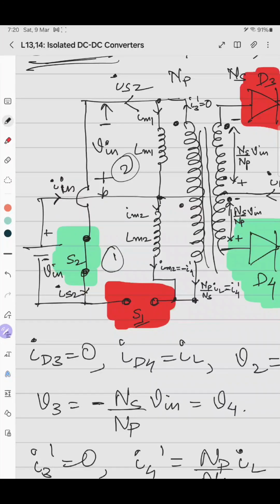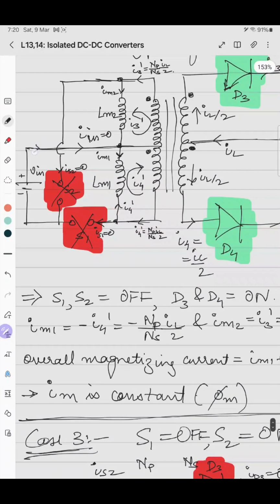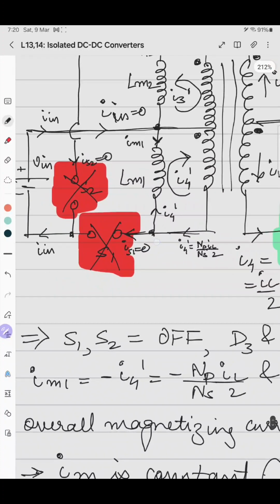so whatever is the input current going, it has to come back in this fashion. Similarly, in all the cases, it has to be the case. This is I in and this is I in. So in this case, as S2 and S1 both are off, there is no path for I in to come. So that's why input current is 0.